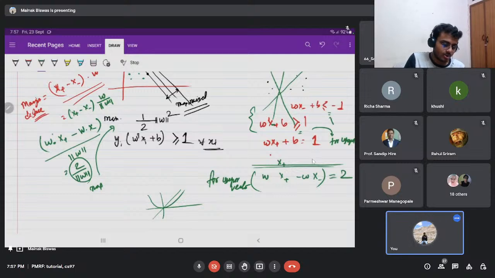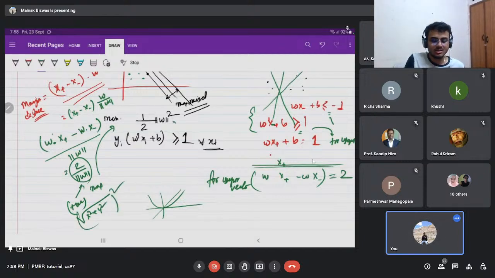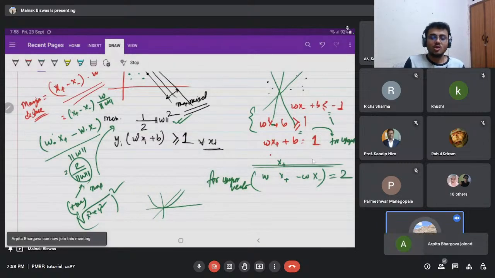So this is the norm. Norm is always positive. So this is equal to something like x square plus, root over something like this. I just take the square root of the square of this to get this number. So this is all about SVM.